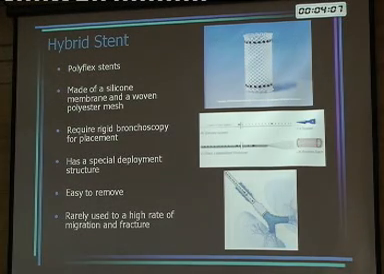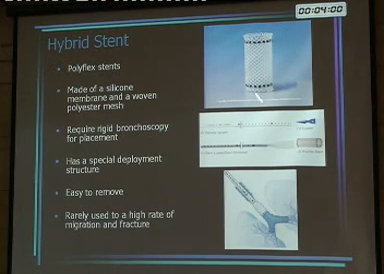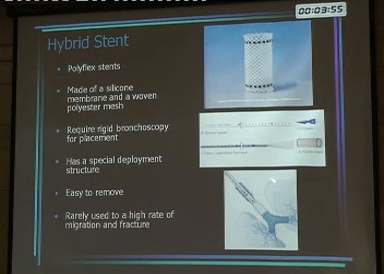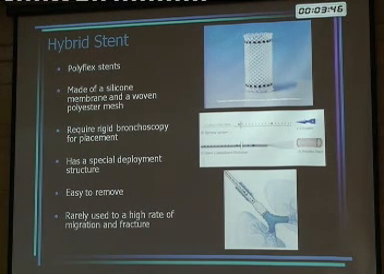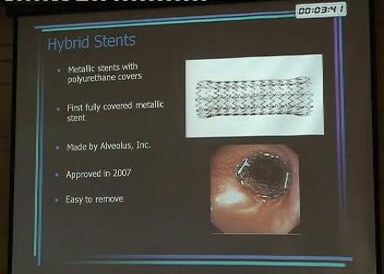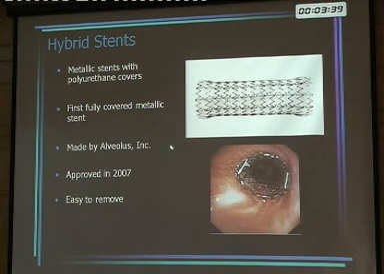There's hybrid stents, and there are 2 kinds available. The Polyflex stent, which is made of silicone membrane and a woven polyester mesh around it. And this requires rigid bronchoscopy. It has this special deployment structures. Again, very easy to remove. This has not done very well in the United States because of high rate of migration and fracture, and it's very rarely used today. A newer hybrid stent is a stent that has metallic elements and a polyurethane cover.